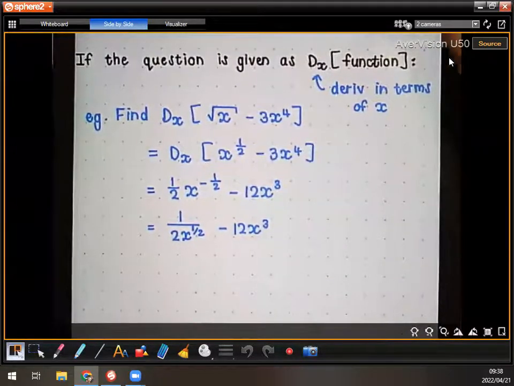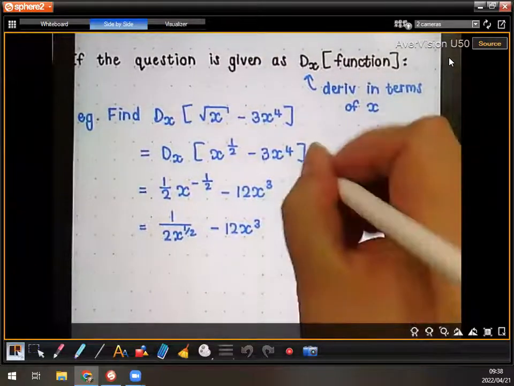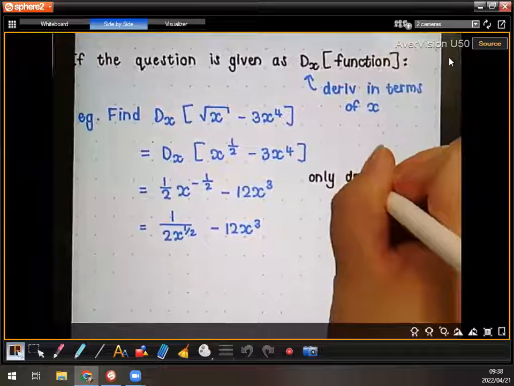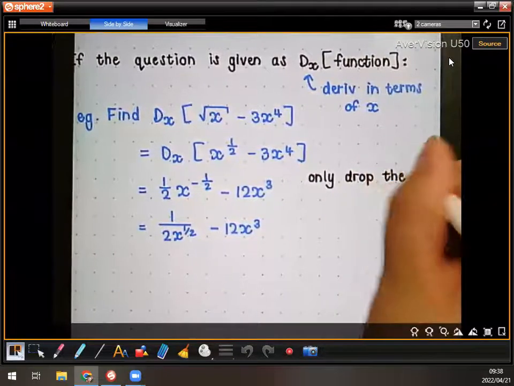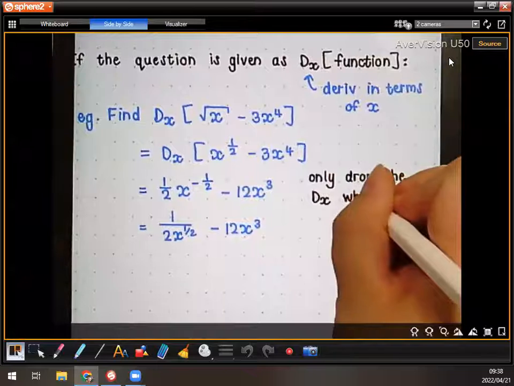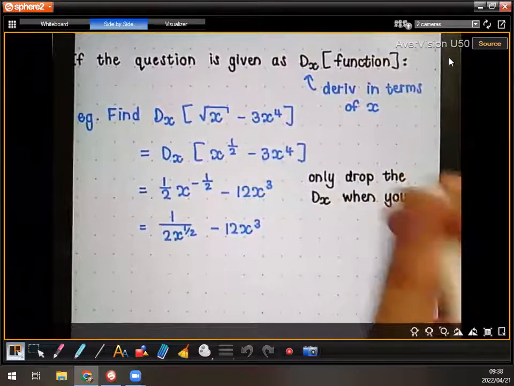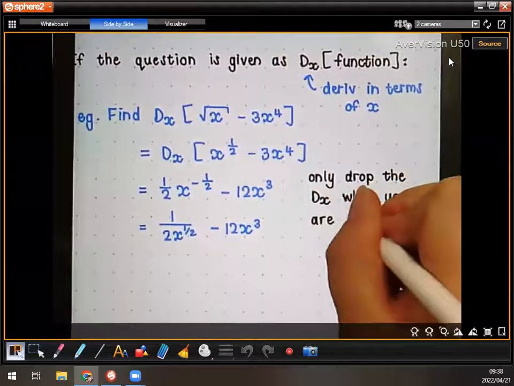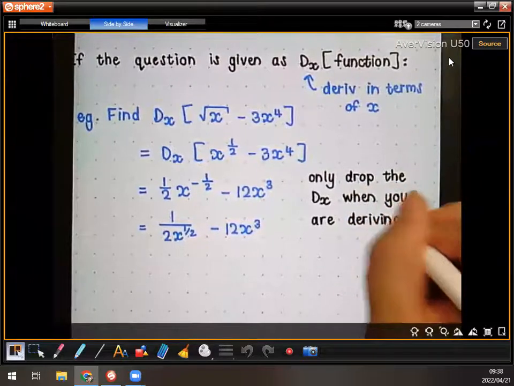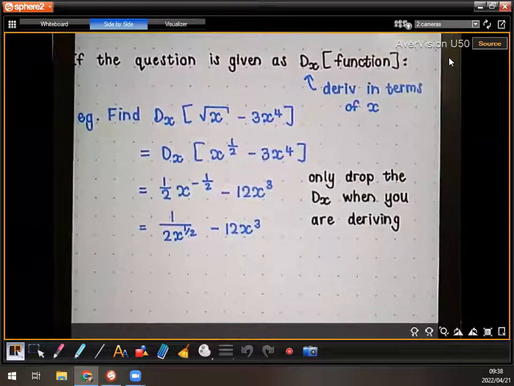So I'm just going to write on the side here: only drop the dx when you are deriving, finding the derivative. And guys, this is another place where you can lose notation marks. Okay, if you drop it too early or if you don't drop it, you can lose a mark for notation.